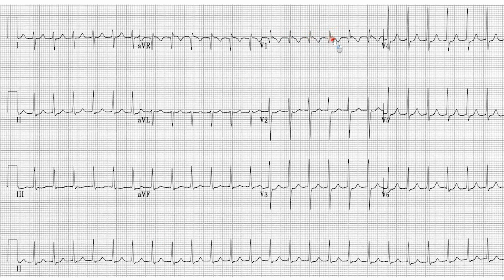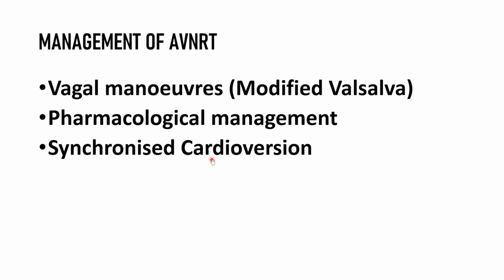And also you can see there is some rate-related ST depression when you compare to the J point. There is significant ST depression, which represents there is a rate-related ischemia. Those are a few of the ECG patterns that you see in an AVNRT.